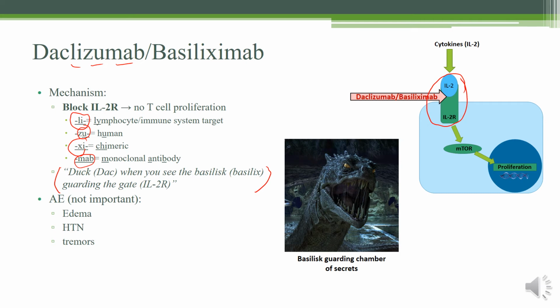The adverse effects are not very important. It just causes edema, hypertension, and tremors, but they almost never ask you about that. They're more likely going to ask you about how it works, and you just need to remember that it blocks the IL-2 receptor. I put here the basilisk from Harry Potter. Just imagine the basilisk is coming at you, and then you have to duck underneath him, and then you'll remember Daclizumab and Basiliximab.